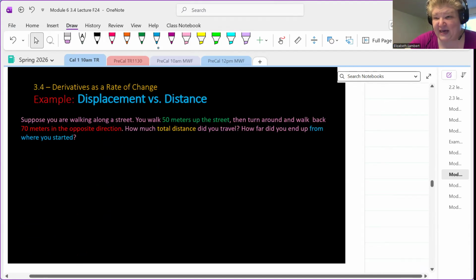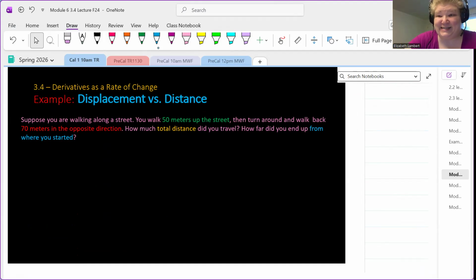Now, another thing that can come into play here is this idea of displacement versus distance. So let's read the scenario. Suppose you're walking along the street. You walk 50 meters up the street. Let's say you're on the sidewalk and you're like, I'm hungry, so you walk 50 meters over to the McDonald's. You get your food, then you turn around and walk 70 meters back. So how much total distance did you travel? If you had your Fitbit, your step meter on, how much did you go?